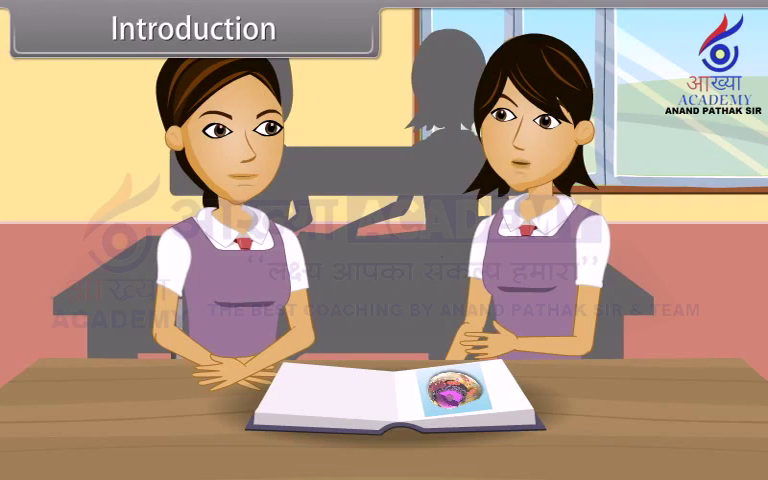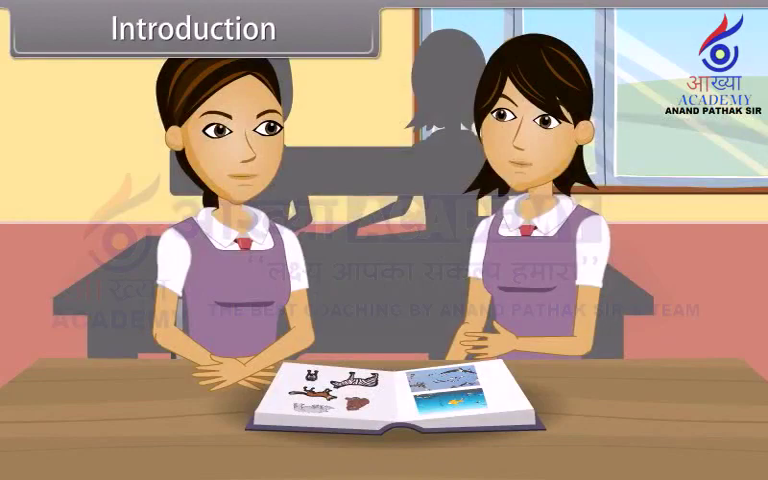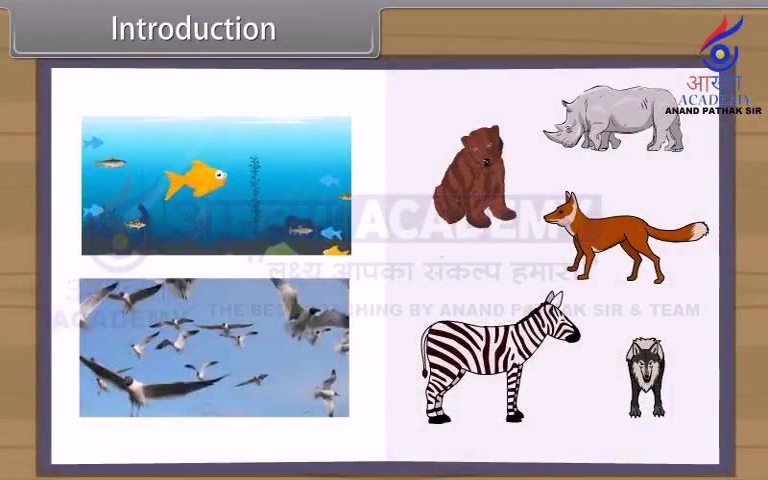Animals are eukaryotic, multicellular, and heterotrophic organisms. Animal cells do not have cell walls. Most of the animals are mobile. Animals are aquatic, for example fishes, or terrestrial, for example reptiles, mammals, etc., or aerial, for example birds, on the basis of their habitat.